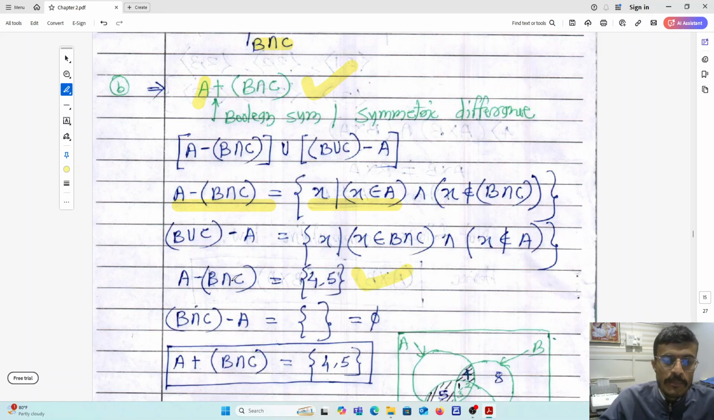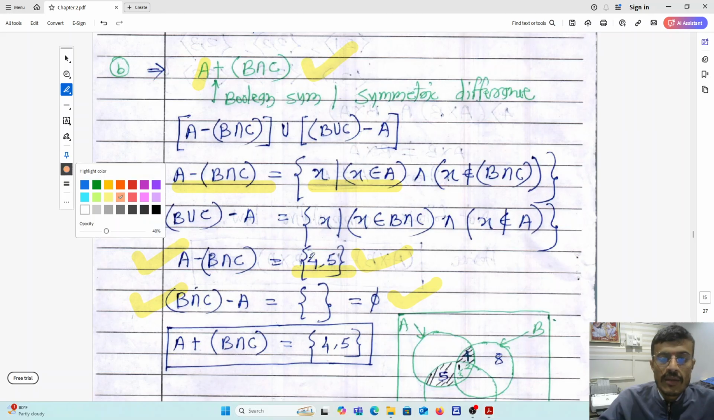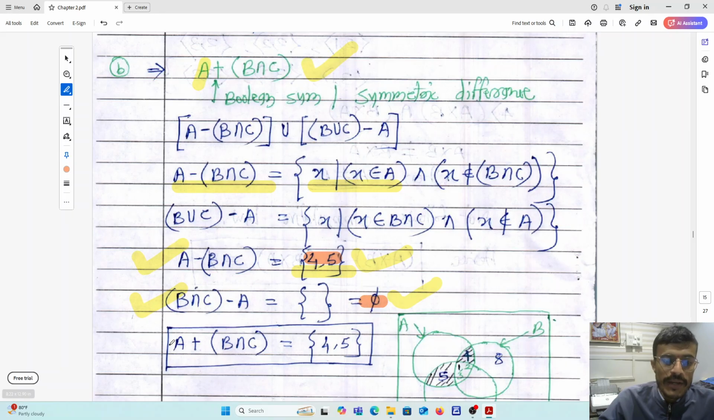A minus (B intersection C) is equal to 4, 5, and (B intersection C) minus A is equal to 5. Fine. And finally, as we know, this is the first relative complement and this is the second relative complement, that is, the relative complement of B intersection C in A, and the relative complement of A in B intersection C. So both the values are given over here: 4, 5 and 5. So finally A plus (B intersection C) is nothing but {4, 5} union {5}, which is nothing but {4, 5}.